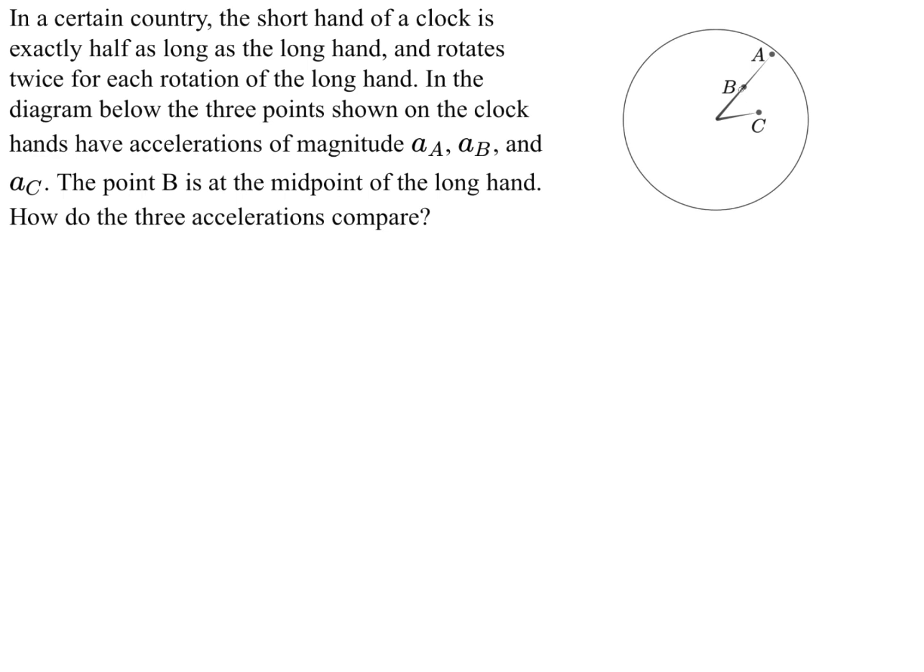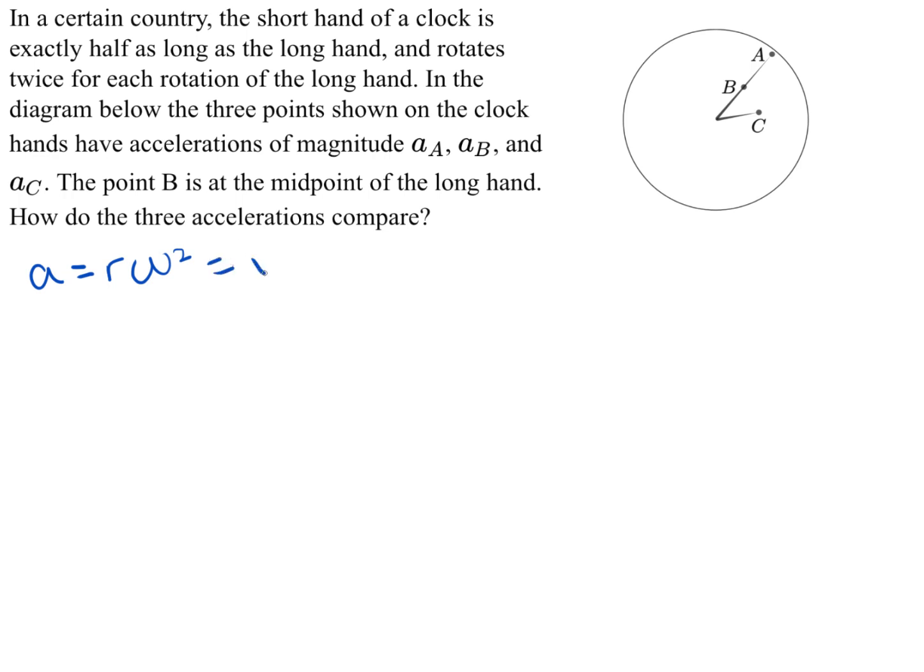So just note, since point B is at the midpoint of the longhand, and the longhand is twice the length of the shorthand, point B is at the same radius away from the center as point C. And when this is asking for acceleration, this is asking for the centripetal acceleration, or the acceleration required to keep this point moving in a circle. So the centripetal acceleration is given by the radius times the angular velocity omega squared.